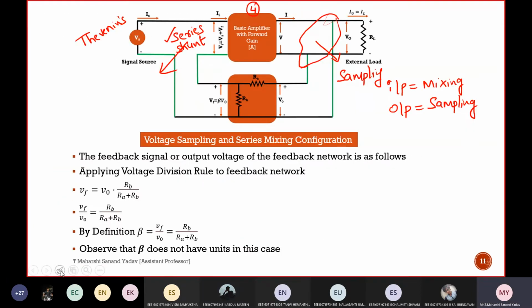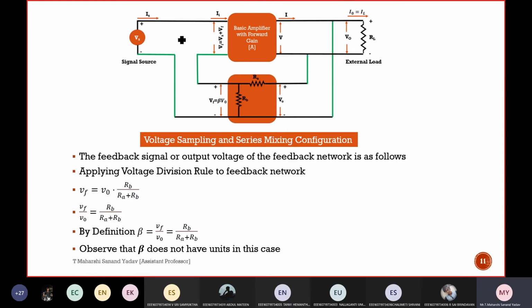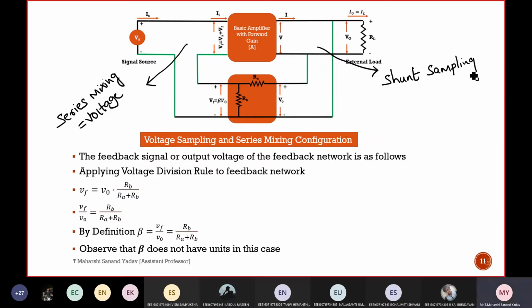Come to this part. See here. Now you tell me. So this is the input side. Is it shunt or series? Series mixing, sir. So it is called series mixing. If it is series mixing, voltage or current? Voltage. Correct. Next, here at the output side, shunt sampling, sir. If it is shunt, it is voltage. So I hope you are clear with this now.